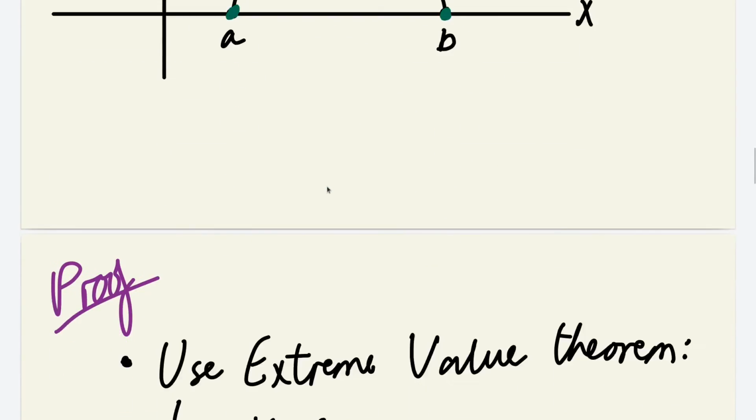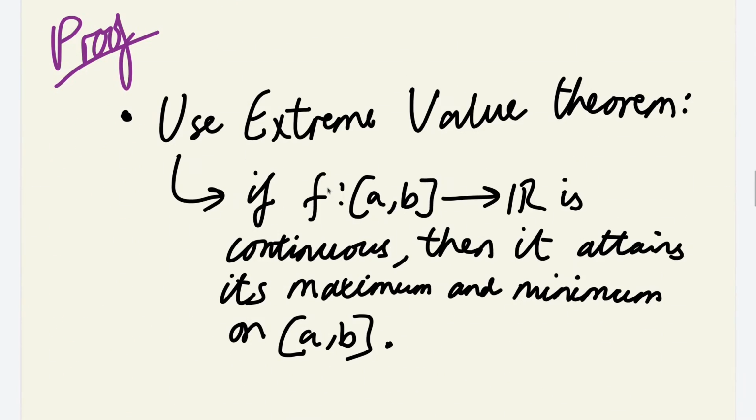So let's have a look at the proof. We're going to use the extreme value theorem here. If you haven't seen that before, I'll put a link to a proof in the description. It states that if we have some function f from the closed interval [a, b] to the reals, and it's continuous on that interval, then it attains both its maximum and its minimum on the closed interval [a, b].